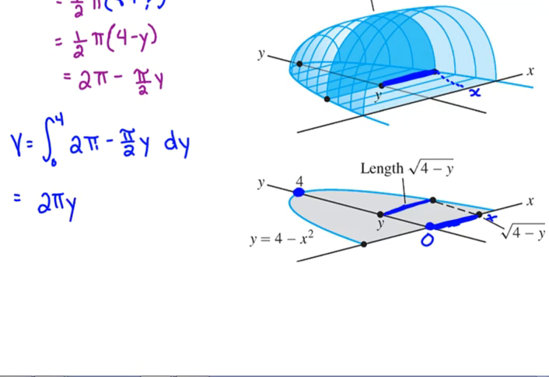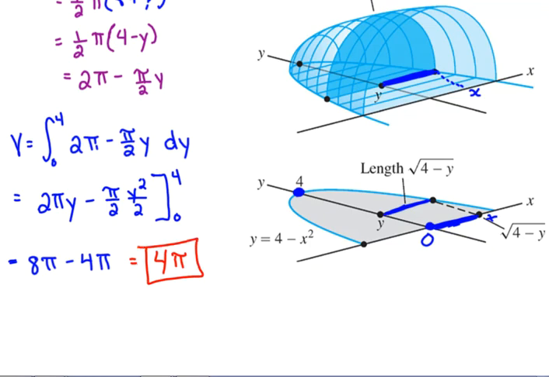So when we integrate, that's 2 pi y minus pi over 2, which is just a constant multiple. The antiderivative of y is y squared over 2. We're evaluating that from 0 to 4. So when we plug in the 4, we get 8 pi minus 4 squared over 4, which is 4 times pi. When we plug in 0, both of those terms have y's in them, so it's going to cancel. So 4 pi is our volume.